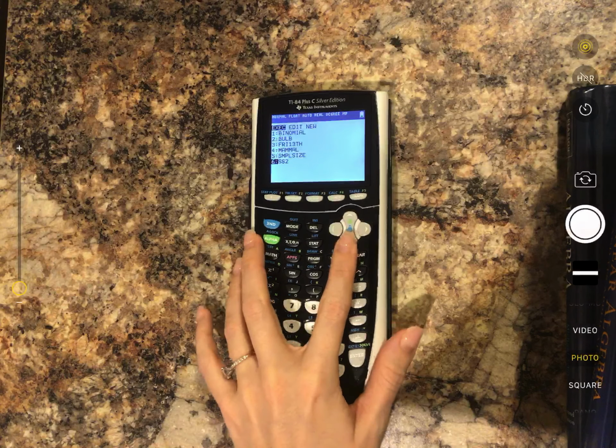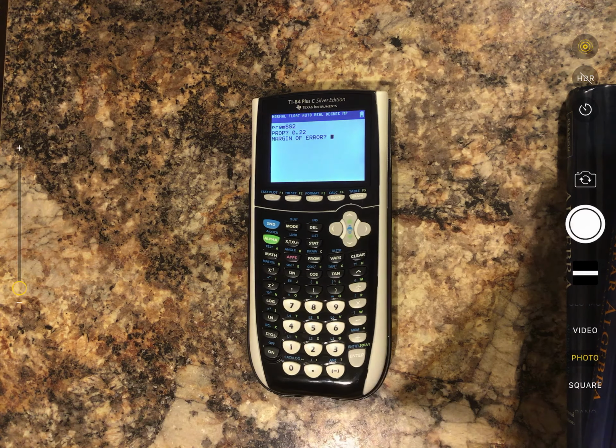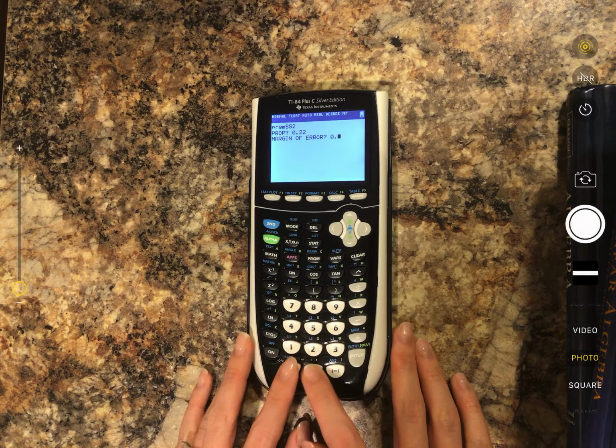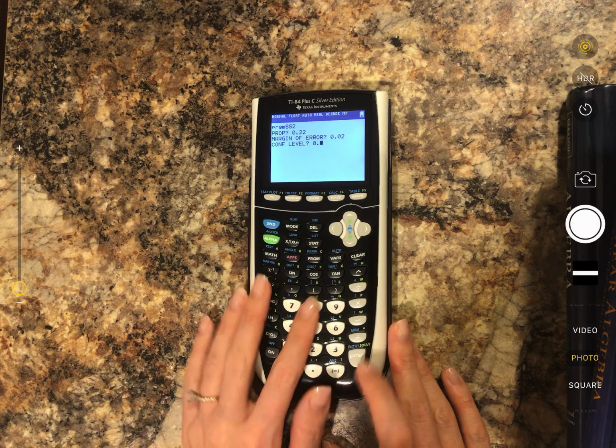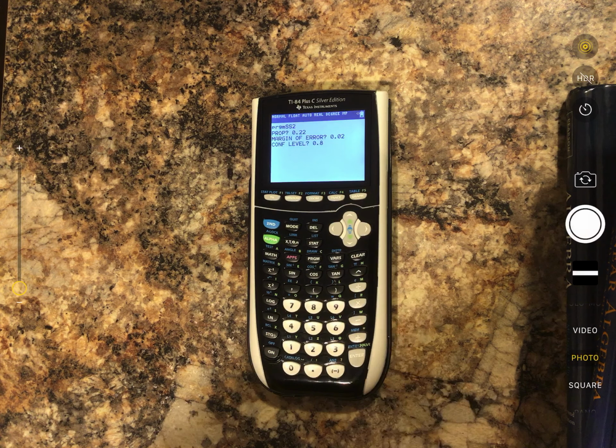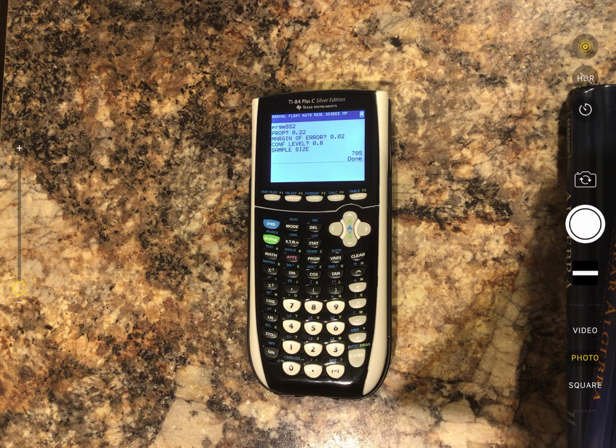So let's come back to our calculators. We have a proportion of 0.22. Then it asks for the margin of error. That was 0.02. And then our confidence level was 80%. So we want to put in our confidence level as 0.8. That means that the minimum sample size that we require in this case is 705 in order to have an error of at most 0.02.